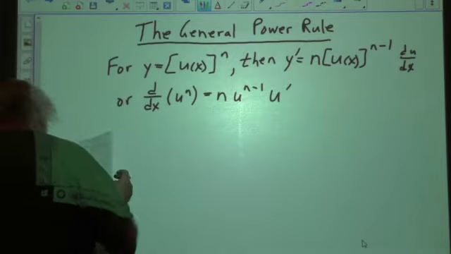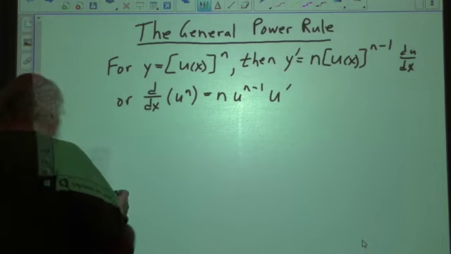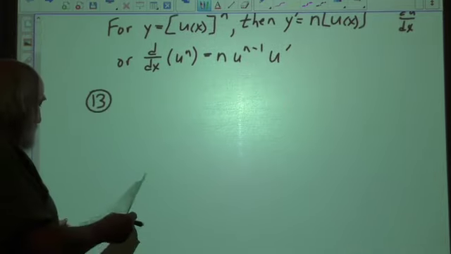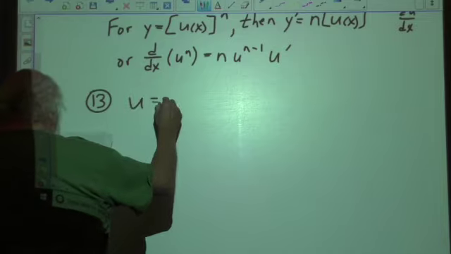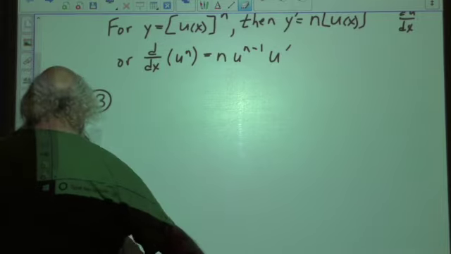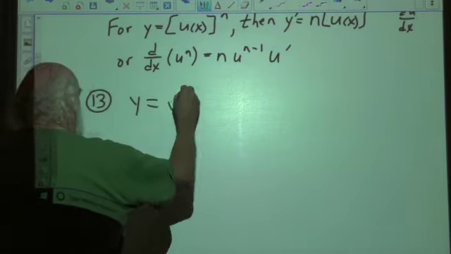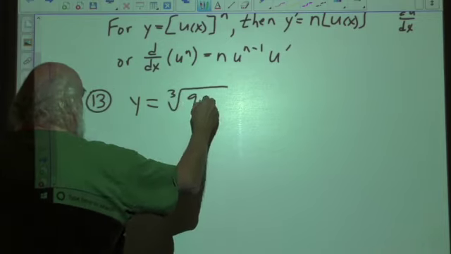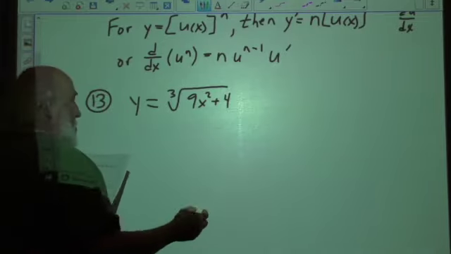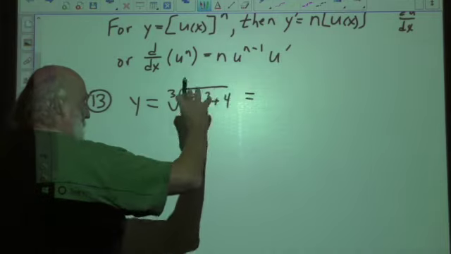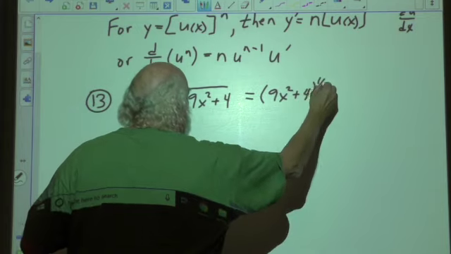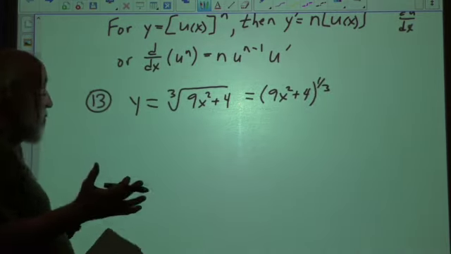Again, let's take a look at problem number 13, continuing where we left off in the previous video. I'm sorry, that's not the problem, that's part of the solution. So y equals the cube root of 9x squared plus 4. We're going to rewrite this in terms of this radical, giving it an exponent. So it's 9x squared plus 4, taken to the 1/3 power. So there's your n value, your 1/3.